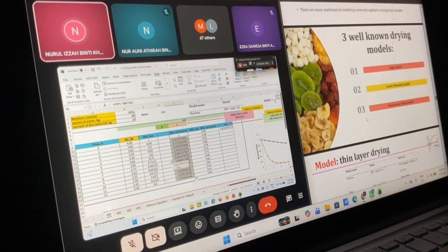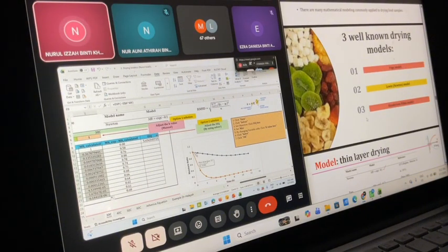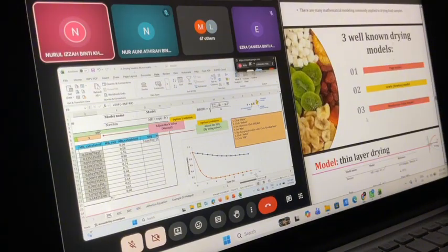You will get this data. So you assume k equal to 1. So when you plot the data, you can actually see, this one is for your experimental, and this one is actually for your theoretical, which means that you calculate based on the Lewis equation.